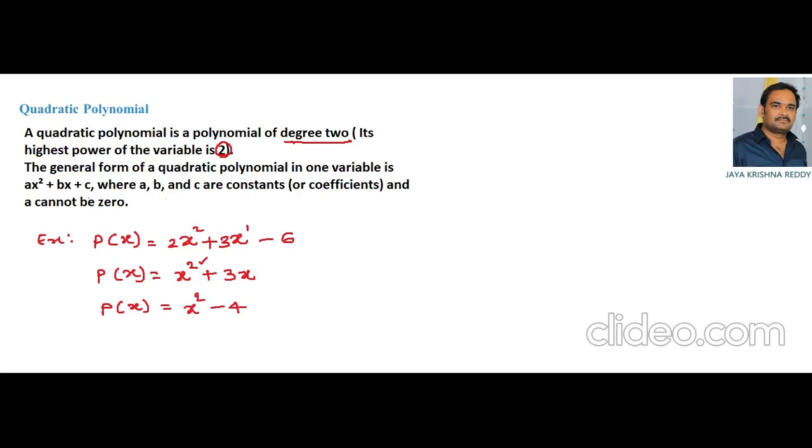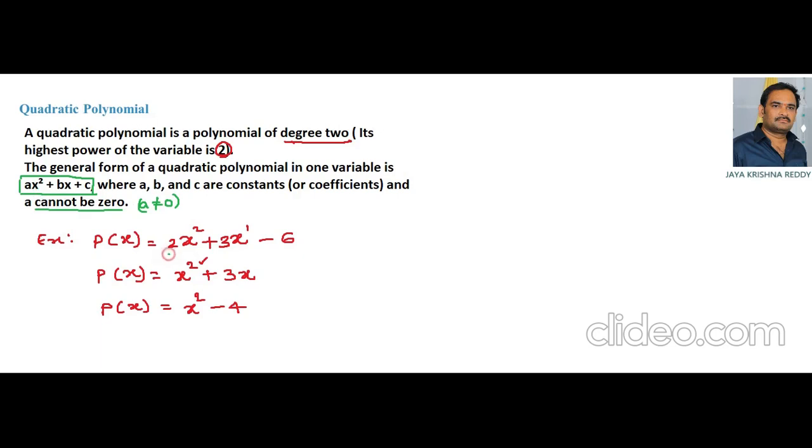So the general form of the quadratic polynomial is ax square plus bx plus c. In general, we can represent a quadratic polynomial like this: ax square plus bx plus c, where a, b, c are the coefficients and a not equal to 0. A should not be equal to 0, because if a is 0, the x square term will become 0. So a not equal to 0; the coefficient of x square should not be equal to 0.